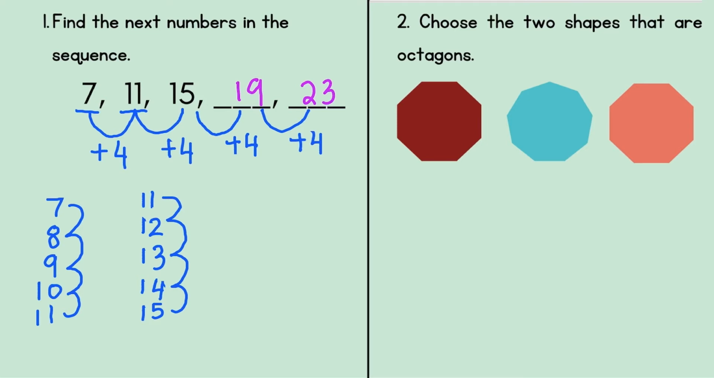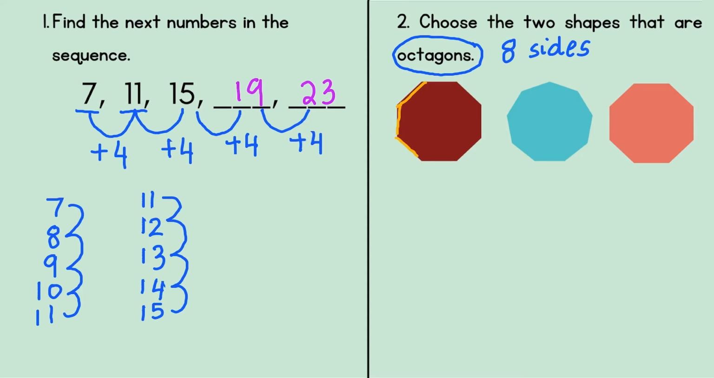Next question. Choose the 2 shapes that are octagons. What is an octagon? An octagon is a shape which has 8 sides. How many sides for an octagon? 8 sides. So now we need to count how many sides do these shapes have.